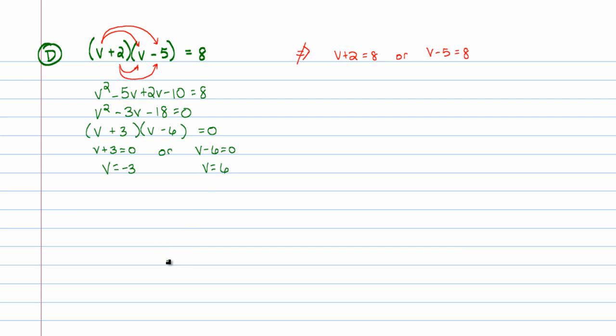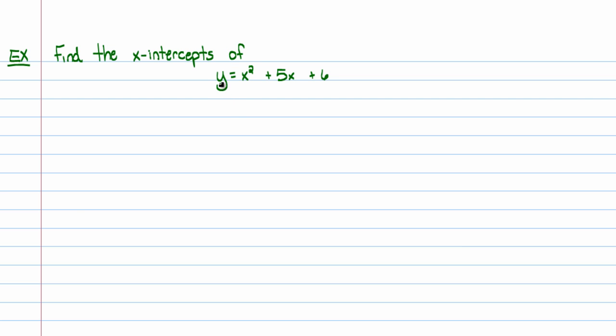Now, as a final example in this section, I want to bring up something about graphs here. Find the x-intercepts of the graph of y equals x squared plus 5x plus 6. I don't actually have to graph this. You just have to understand what an x-intercept is. Remember, the x-intercepts occur when y is equal to 0.